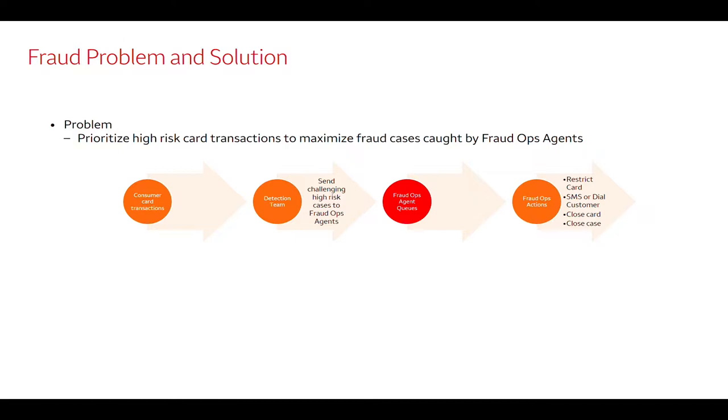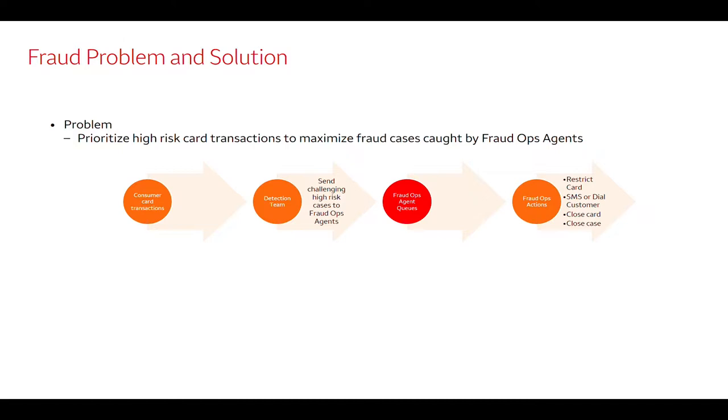So those transactions get put on a queue for a human to review. And those humans are our fraud ops agents. They go through the queue, they pick off a transaction one at a time, or a case one at a time. They review the details of the case, everything that went into it, and then they make a determination on whether the card should be closed, whether the customer should be contacted, or whether the case just needs to be closed because there may be no fraud there.